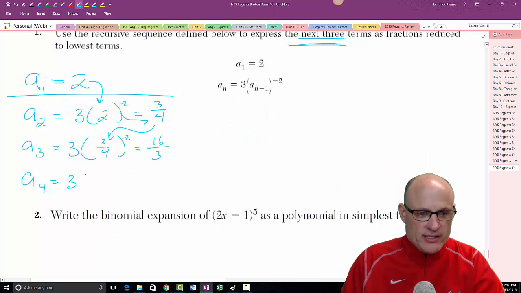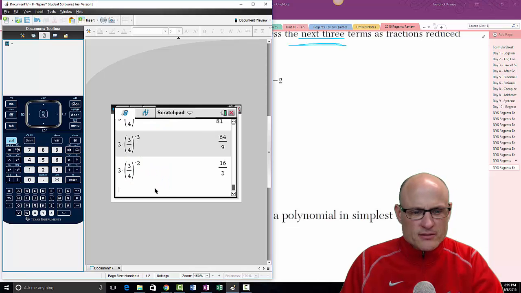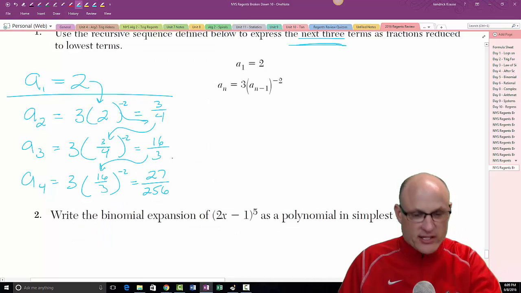And then I'm going to do 3 times. Remember, recursion is just doing something with the previous term. 16 over 3 to the negative 2 power. And that's 27 over 256, I think. I think that's the right answer. 27 over 256. And there it is. There are the next 3 terms.